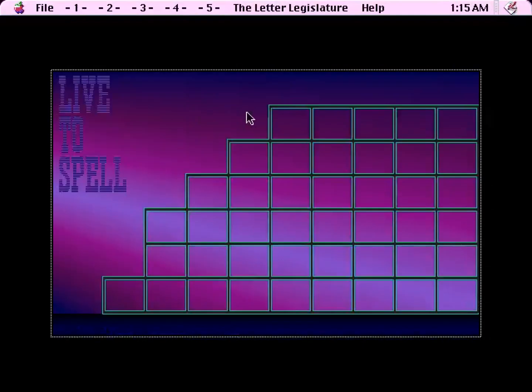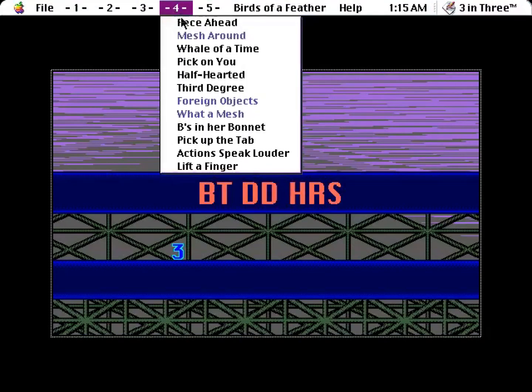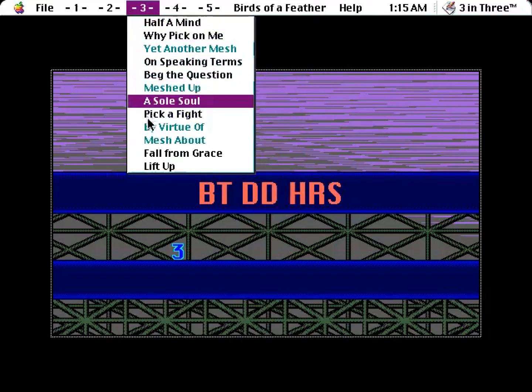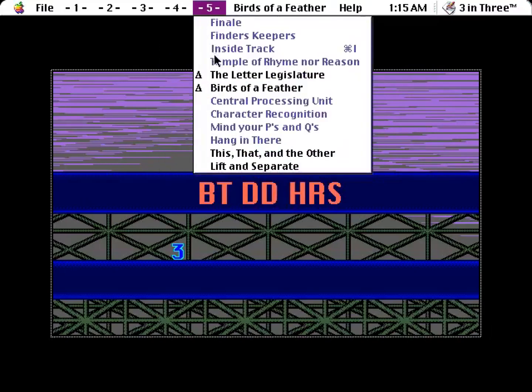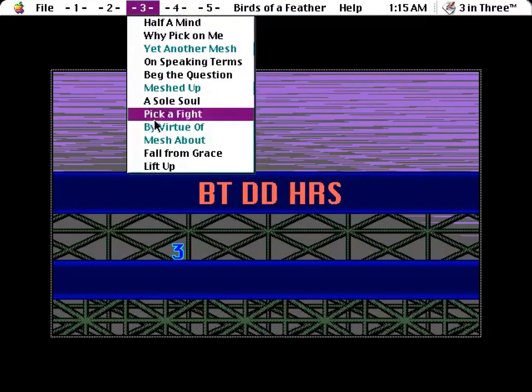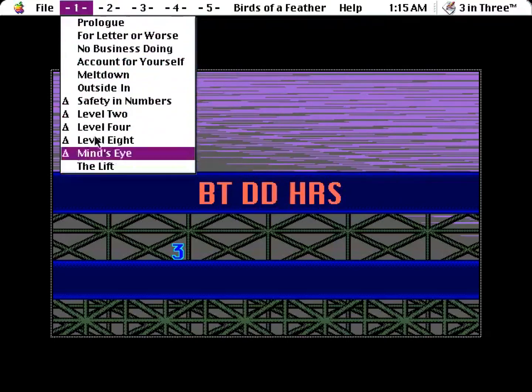How's the letter legislature doing? Yeah, getting filled in. I know there's another long chain like this that goes through all the meshes, which are pretty serious business. Oh, wow. I'm actually closer to done with these than I thought I was. Yeah, that took me through a lot of puzzles.